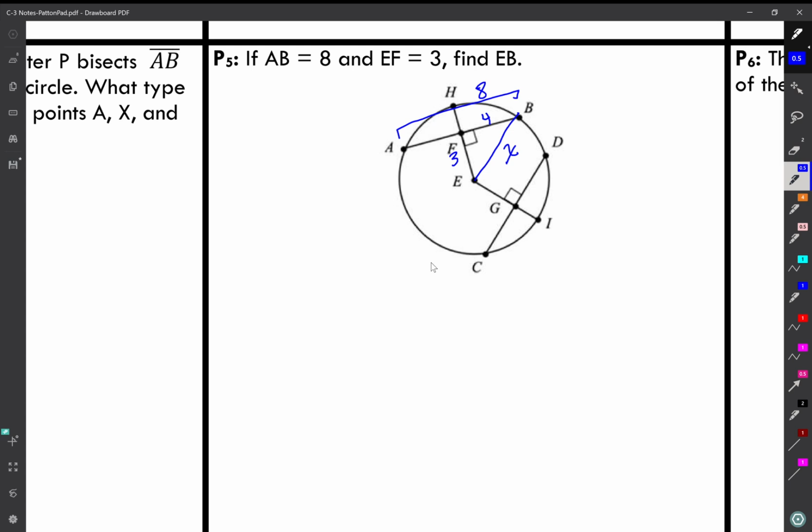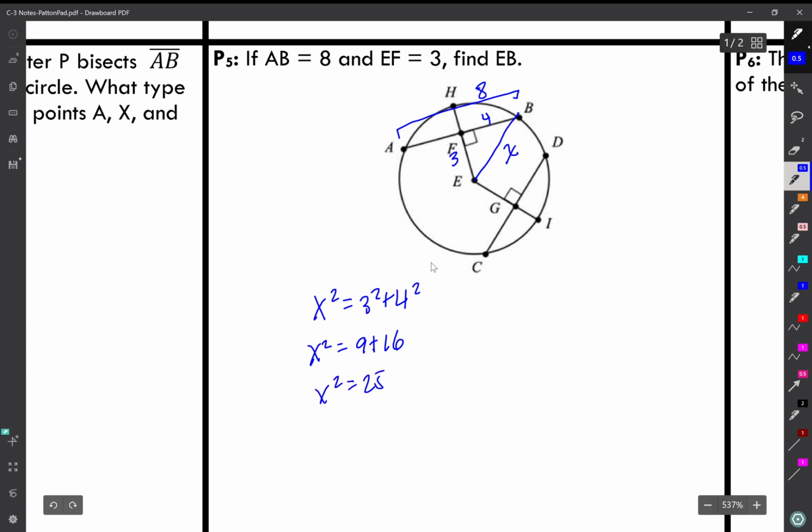All right. Pythagorean theorem. We know two sides of a right triangle. We can find the third by using Pythagorean theorem. So x squared equals 3 squared plus 4 squared. Okay. X squared is equal to 9 plus 16. So that's equal to 25. And you do the square root of both sides, you get x is equal to 5. So that means EB is equal to 5.